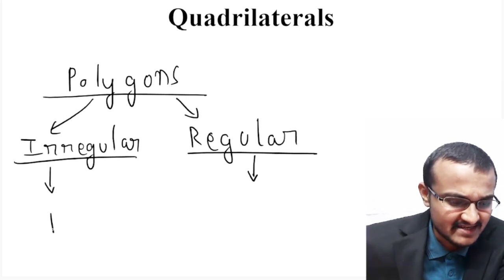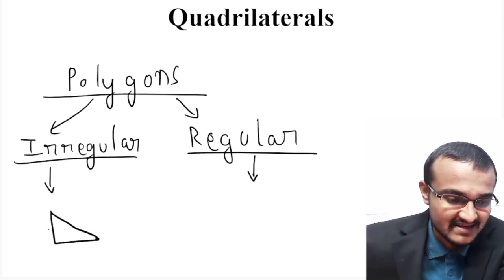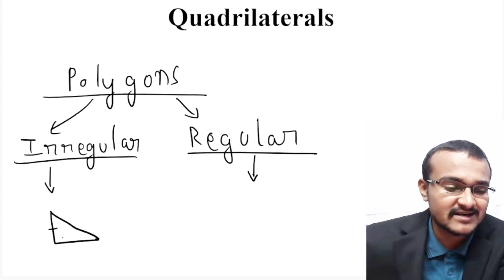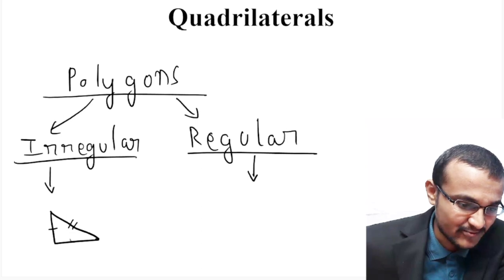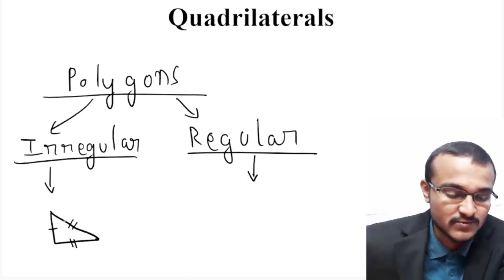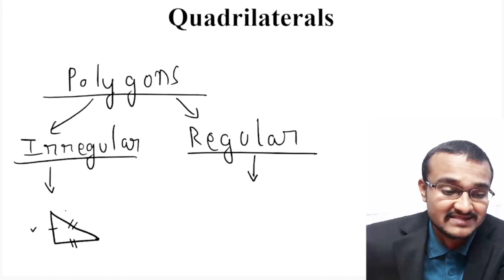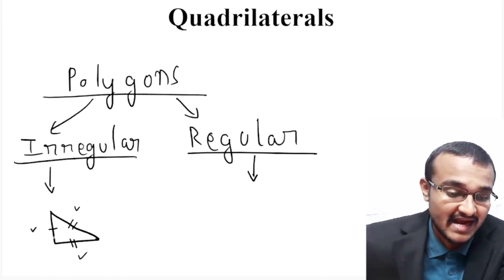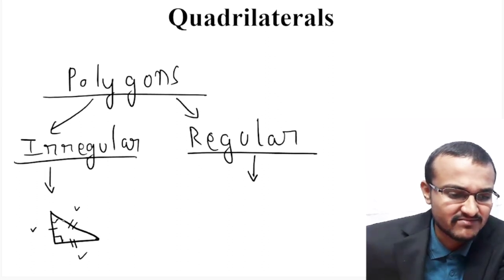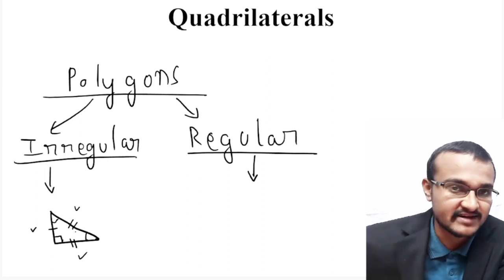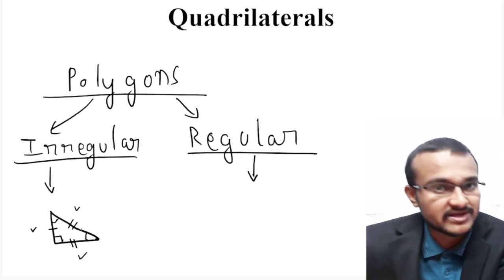So let's say there is a triangle like this. Here this line segment, you can see, is a little bit shorter than this particular line segment. Let's say this line and this line are equal, but this line is not equal to these two lines. That means here all line segments are not equal to each other. And even the angles, you can see here it is 90 degrees. Here it is, let's say, 45 degrees or 45 degrees. So here also you can see angles are not equal.